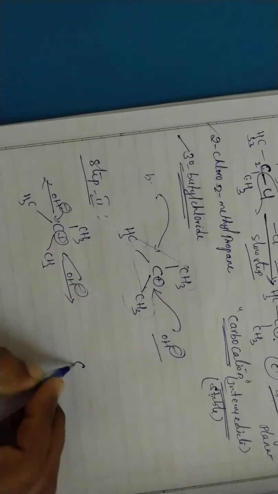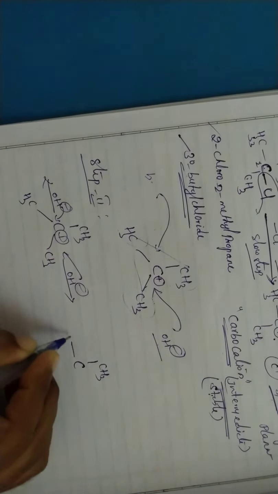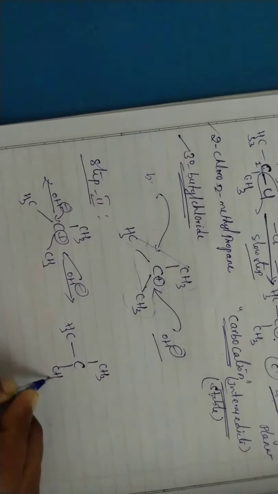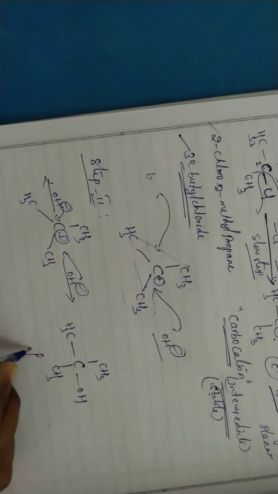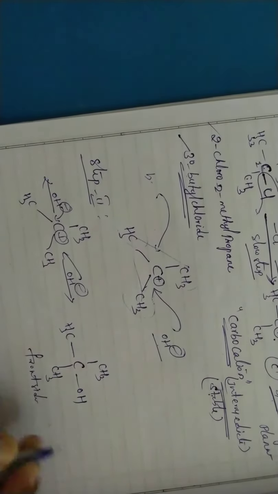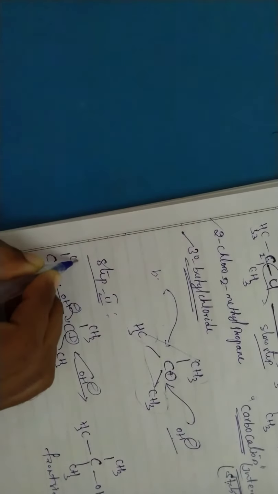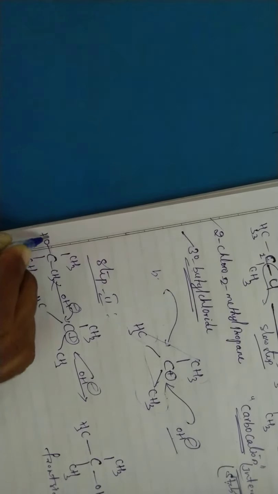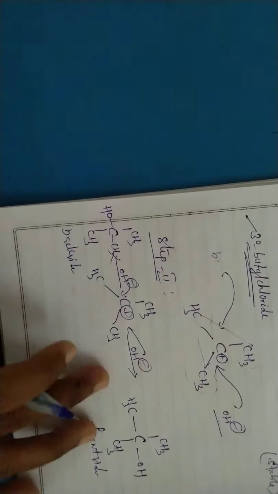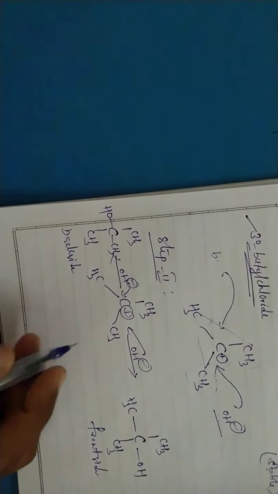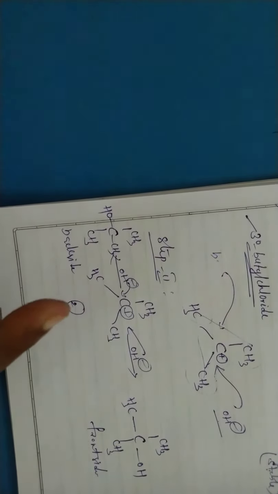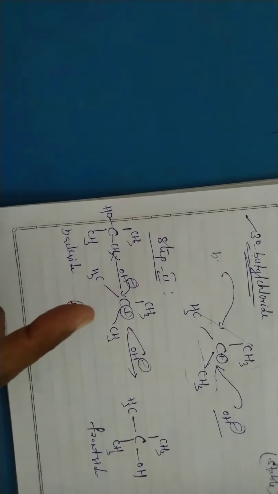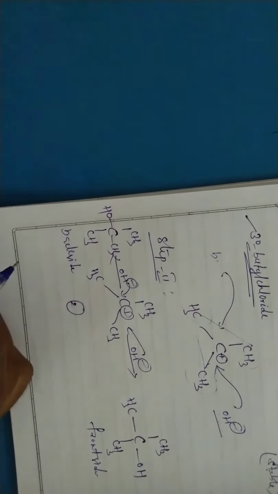So what are the products we are getting here? See here, CH3 and CH3. This is the front side attack. Next, if OH minus attacks from the back side, we are getting CH3 and CH3. So this is the OH, and this is the back side attack. That means here we are getting two products. In the SN1 reaction we are getting two products. We are taking one reactant only, that is our tertiary butyl chloride, but we are getting two products.